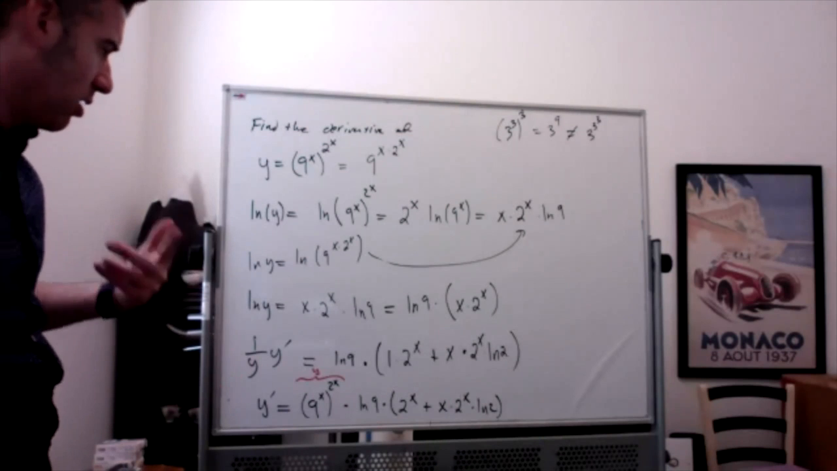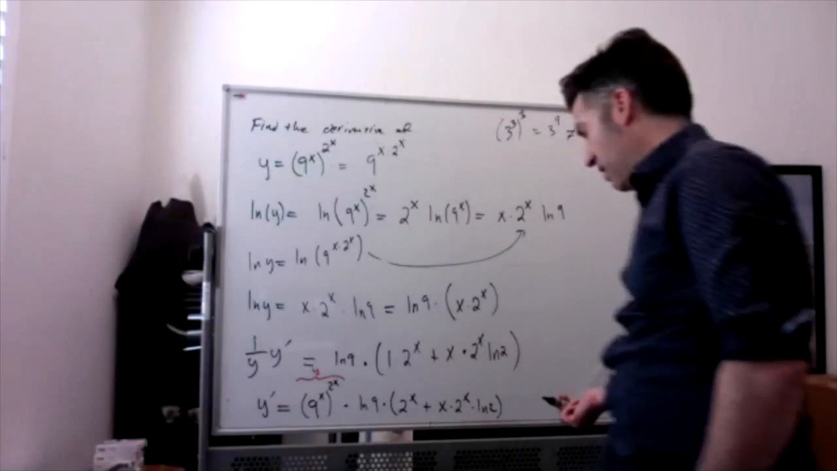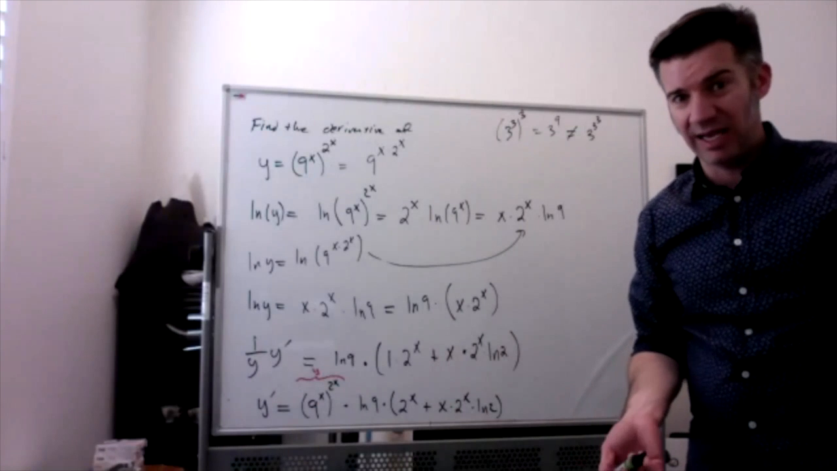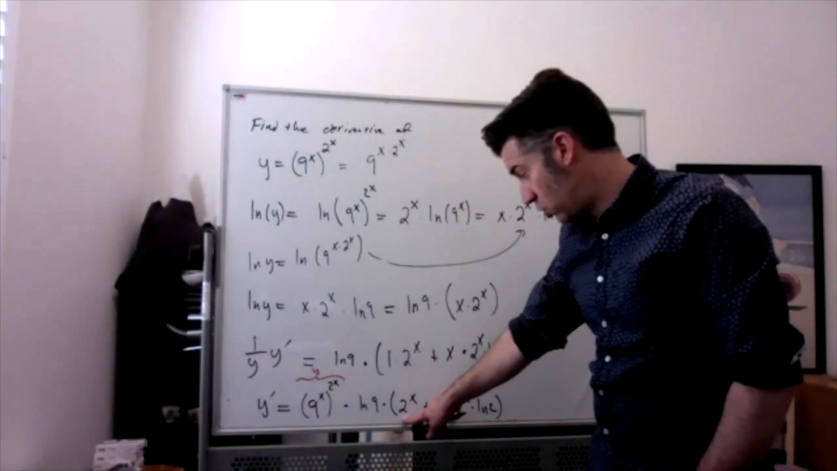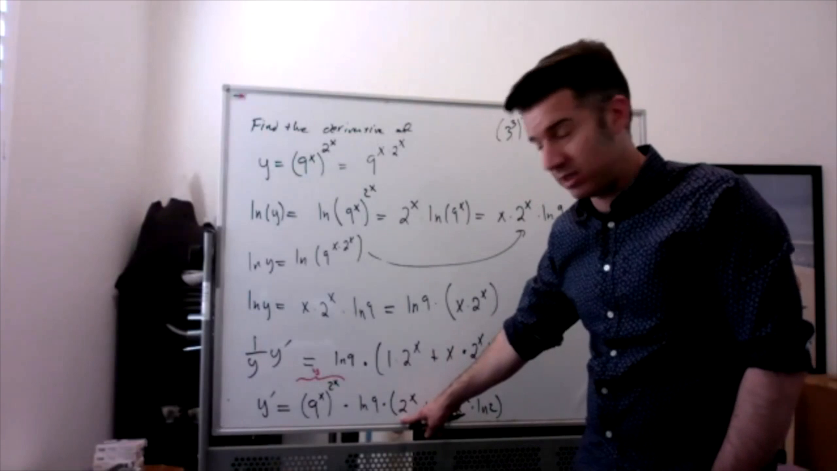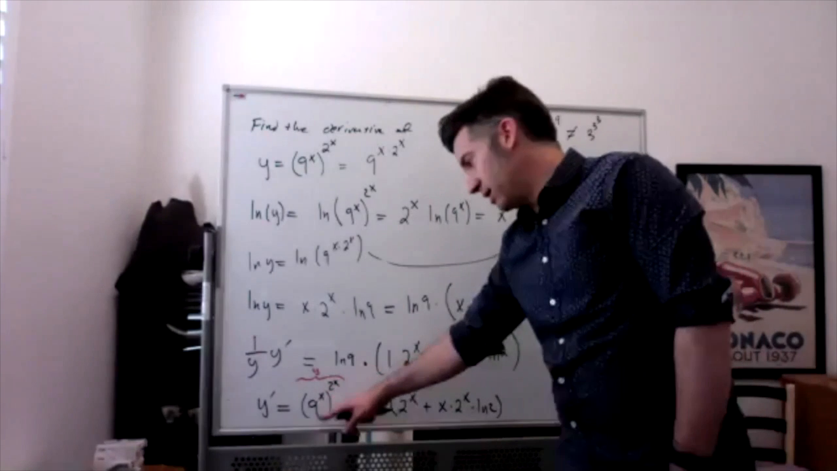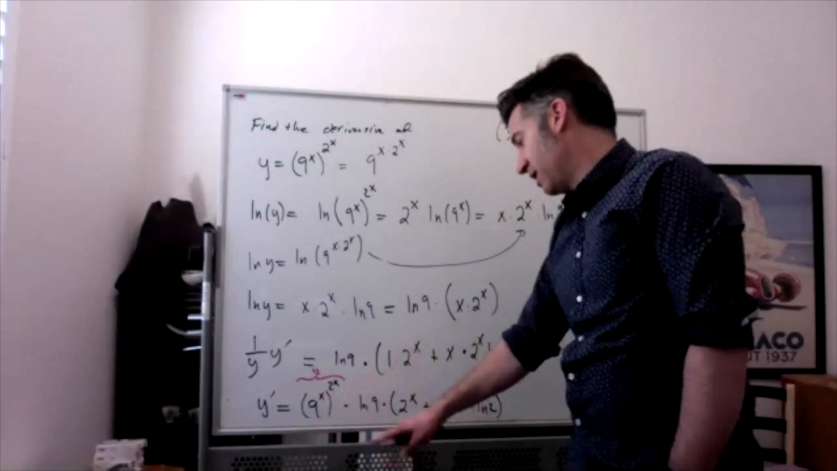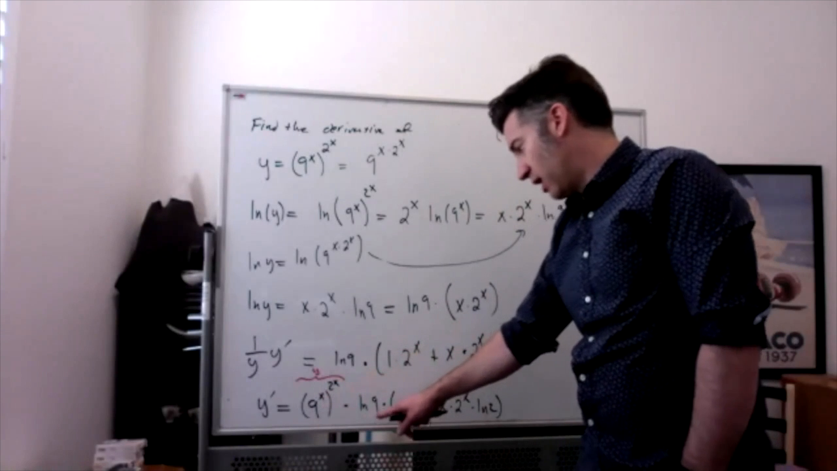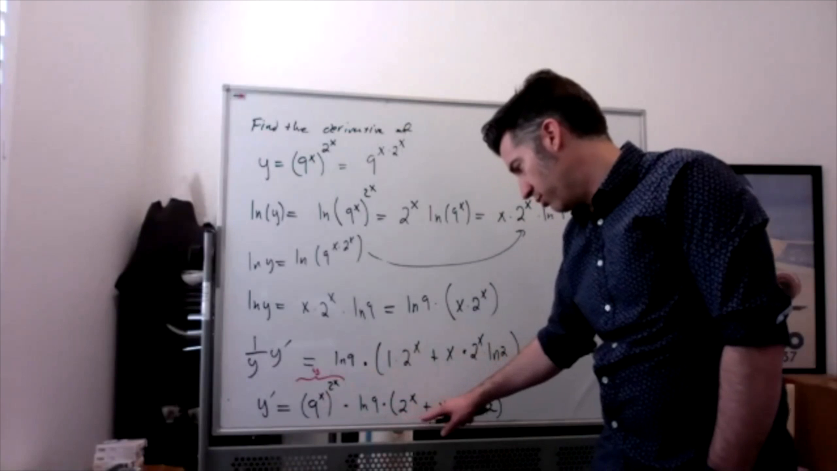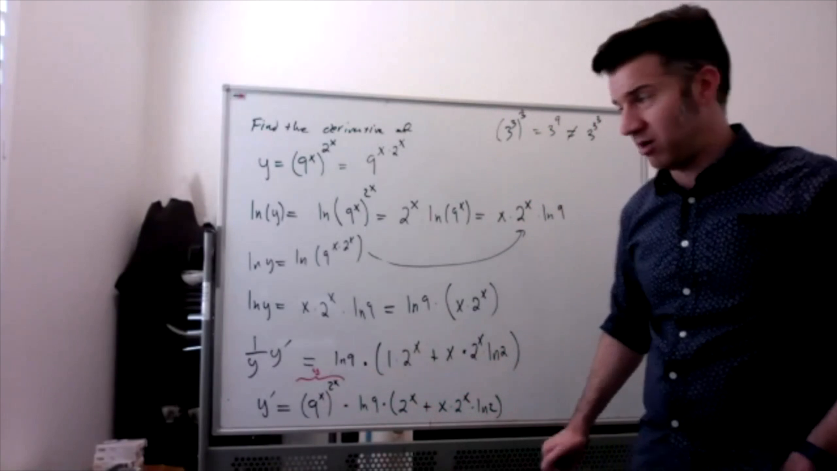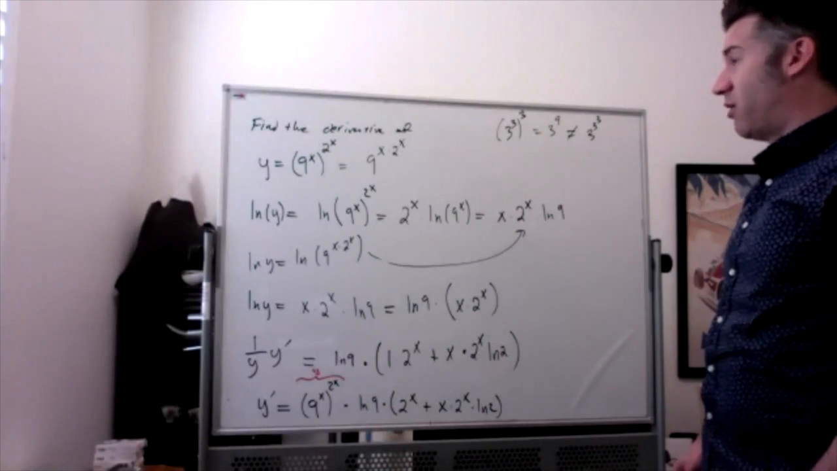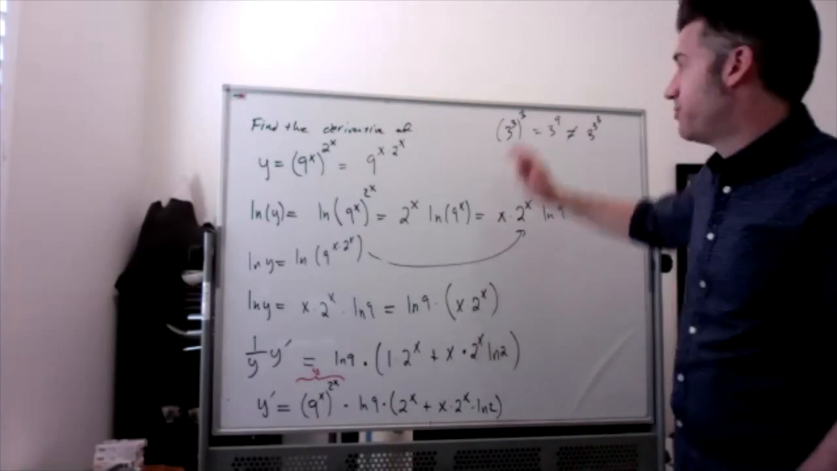Just as mentioned here, if you were asked to simplify this, the only simplification I really see as being necessary is you could factor out the 2 to the x from inside this parentheses and write it as 9 to the x to the 2 to the x times the natural log of 9 times 2 to the x times 1 plus x natural log of 2. But I don't really think that's probably necessary. All right, let's do it the other way.